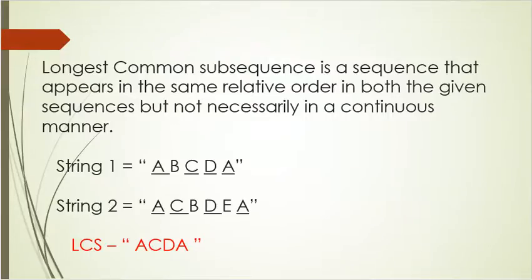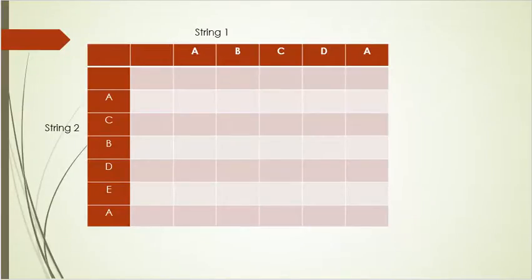So how are we going to approach the solution? Yes, we will use dynamic programming for that. So let's start with the solution. To start with, we have to create a two-dimensional array. On one side we have string 1 a b c d a, and on the vertical line I have another string 2.